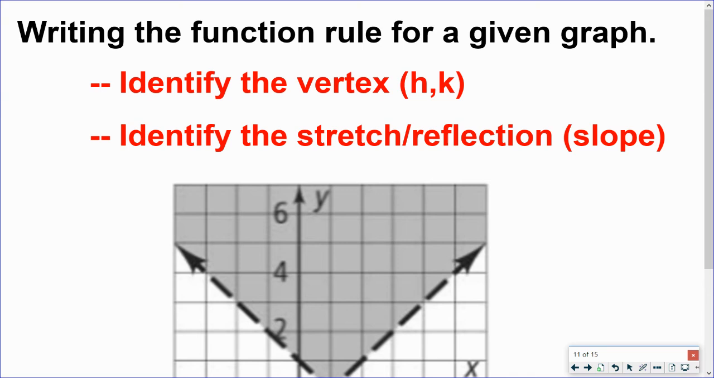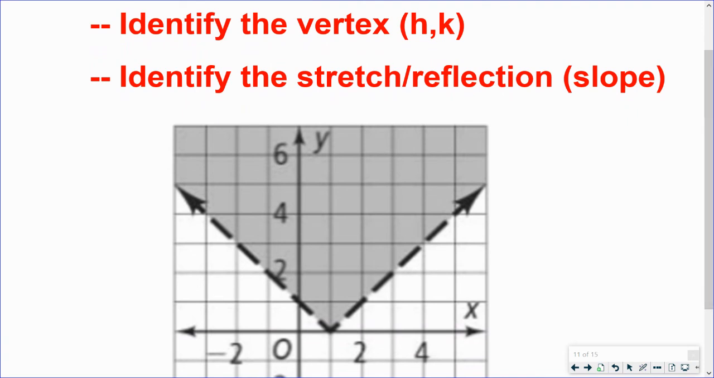Now, writing the rule from this is an interesting problem. It's kind of hard. So I'm going to start off with this. I know it's going to be like this. How do I know that? We've got a dash line and it's a V. That V is centered 1 to the right, so it's x minus 1. But I don't go up any, so I'm going to leave that alone. It's not stretched because over 1 up 1 gets to it. It's not reflected, so over 1 up 1, everything's good.